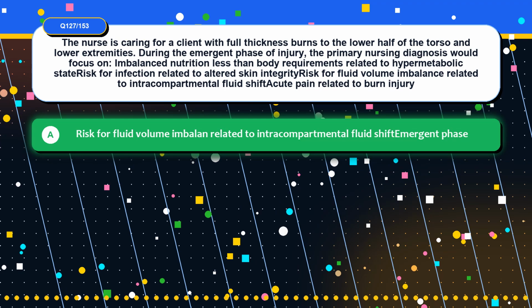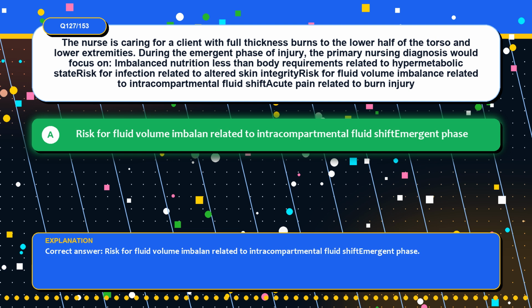The correct answer is option A. Risk for fluid volume imbalance related to intracompartmental fluid shift, emergent phase.